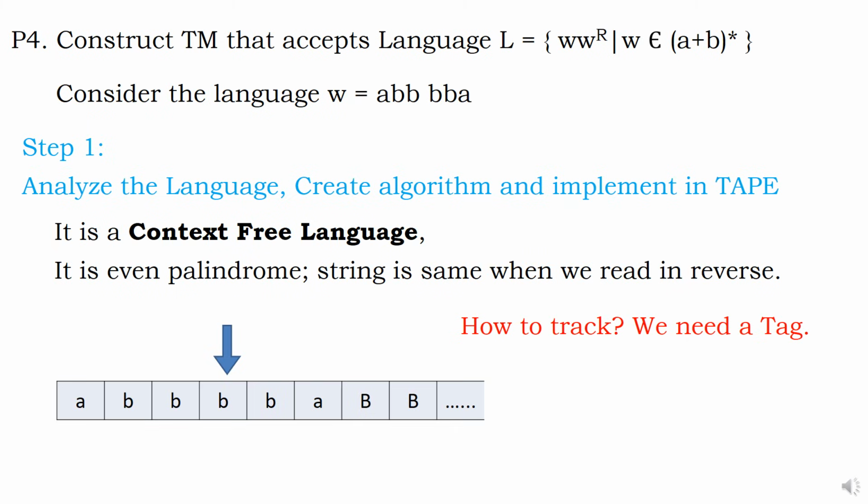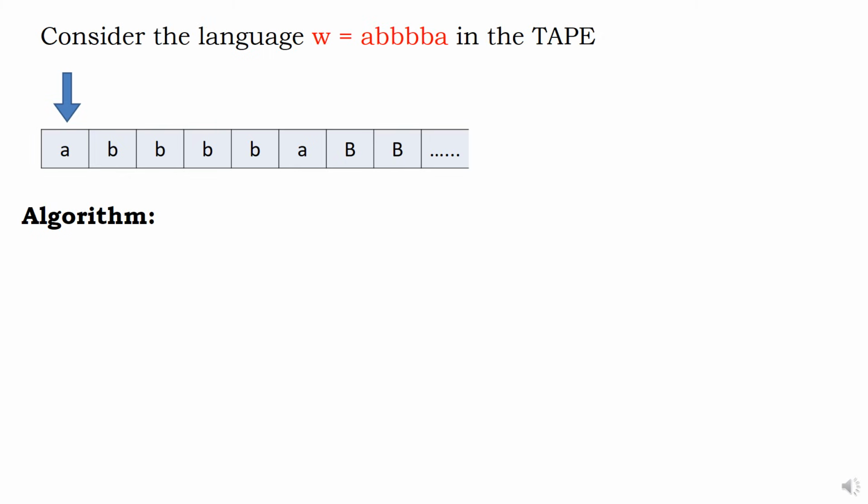How to track? We need a tag. We have to use some letters, usually X, Y, or even P, Q, or even blank also. Let us discuss. We have taken ABB, BBA as the language. Now the boundary value is A here. What we decided is to replace this by X or Y, but now how do we catch this boundary value? Carefully understand this. How to catch this boundary value?